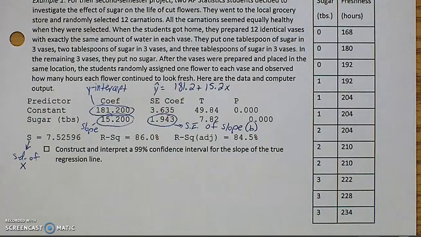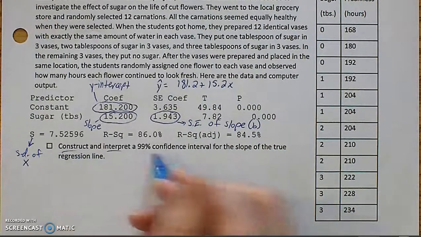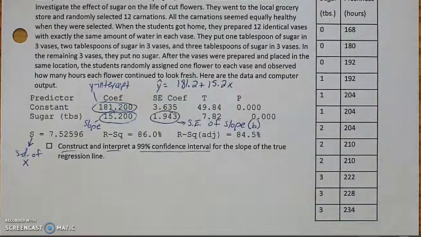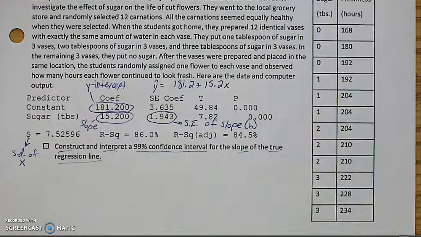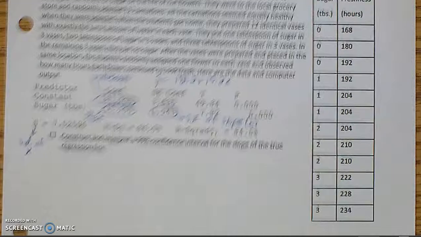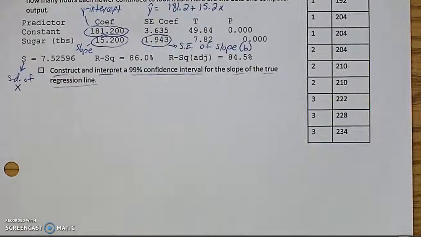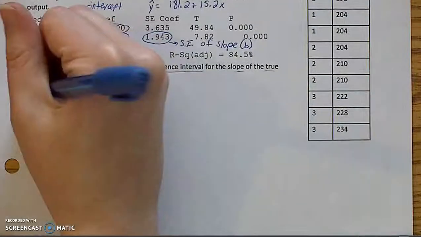Alright, so we want to construct and interpret a 99% confidence interval for the slope of the true regression line. We're still going through our 5-step process. We still have to come up with a state, we still have to say a plan, we still have to do some math, and we have to come to a conclusion. So, let's start with state.